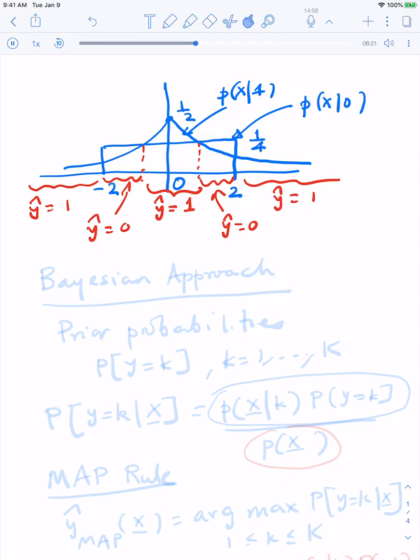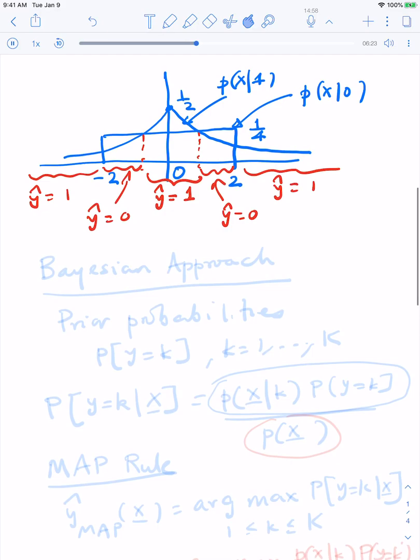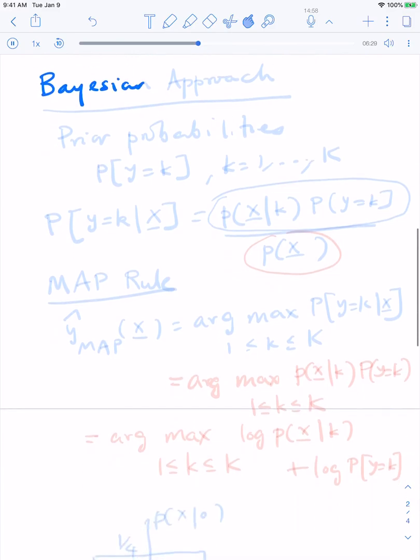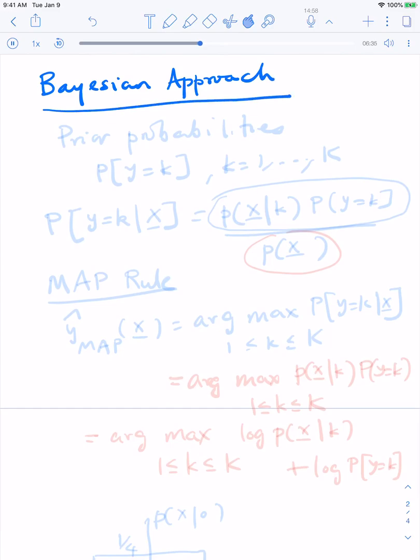Now that we've seen what the ML rule or maximum likelihood rule looks like, let's look at the Bayesian approach. The Bayesian approach says that in addition to knowing these conditional densities, you also know, before you've seen any observation, any data point at all, some prior probabilities. That's the additional ingredient that comes in.